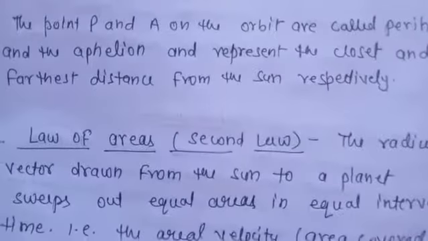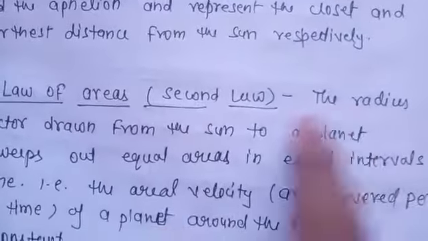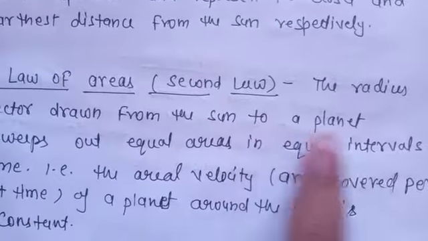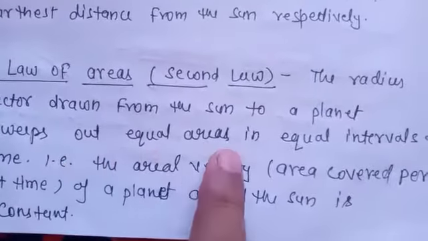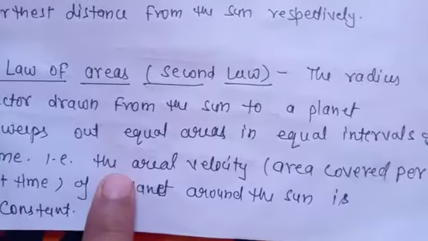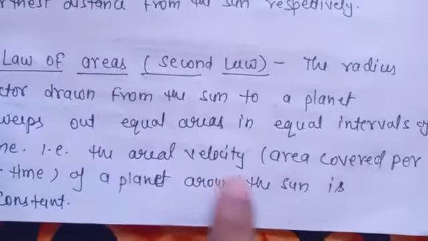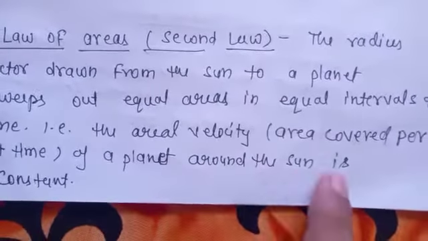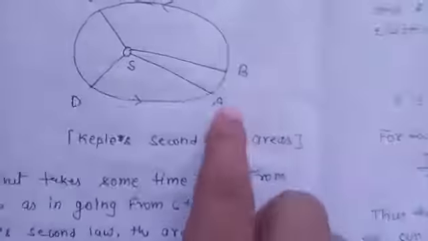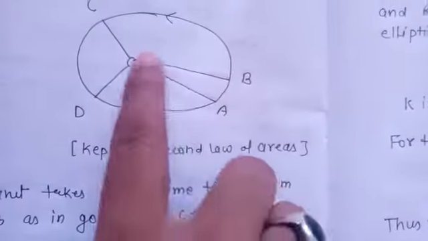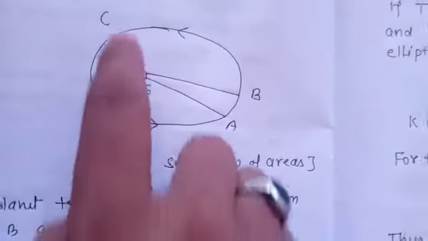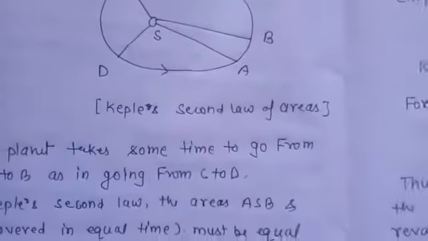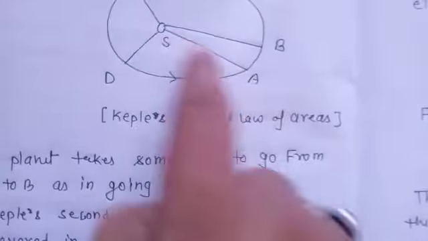And the second law: the radius vector drawn from the Sun to a planet sweeps out equal areas in equal intervals of time. That is the areal velocity. The area covered per unit time by a planet around the Sun is constant. ASB, this is the area, and CSD, this is the area. Kepler's second law of areas.